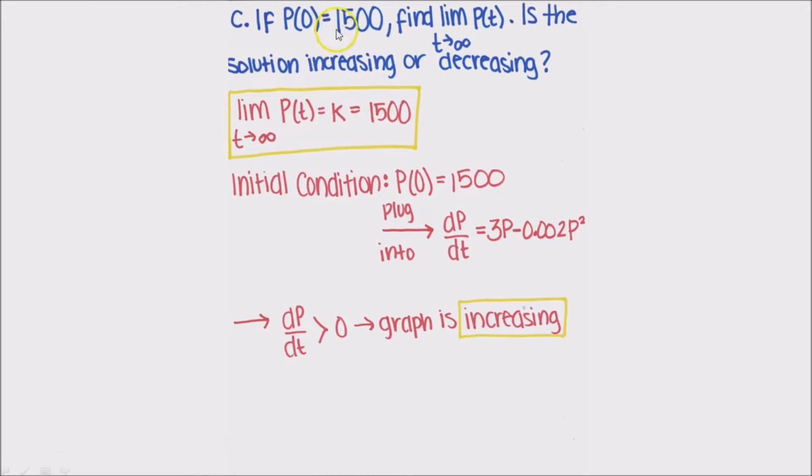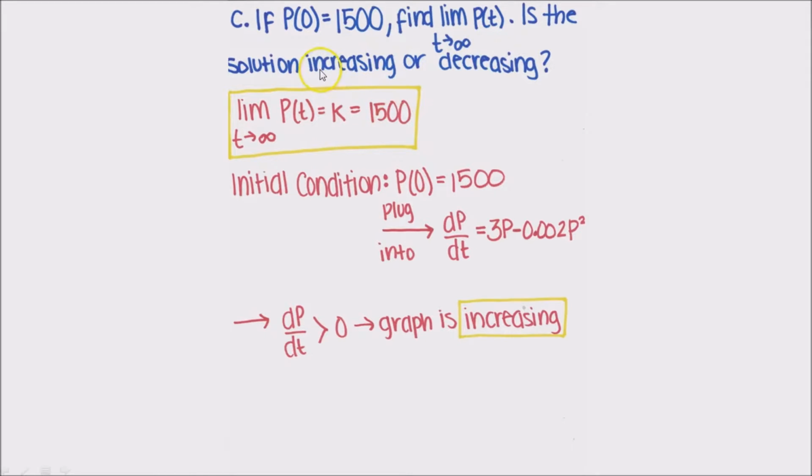They think that if there's a different initial condition, then the limit as t goes to infinity of P of t is going to be different somehow. But this is not true, since the carrying capacity is going to stay the same no matter what initial condition. So this will not change, and the answer is the same as in part B. The limit as t goes to infinity of P of t is equal to 1500.